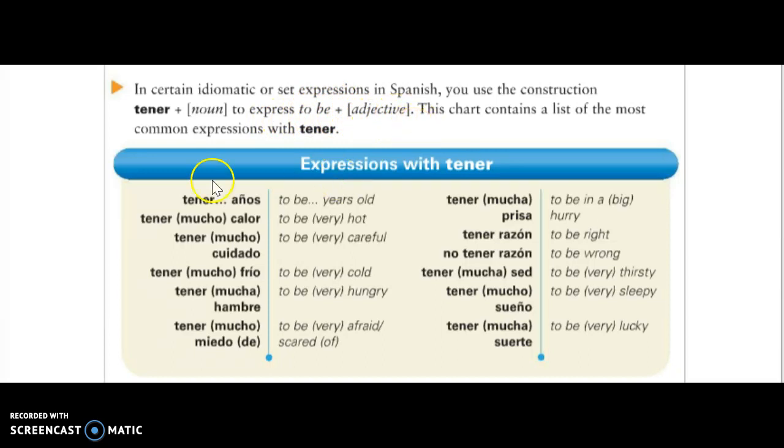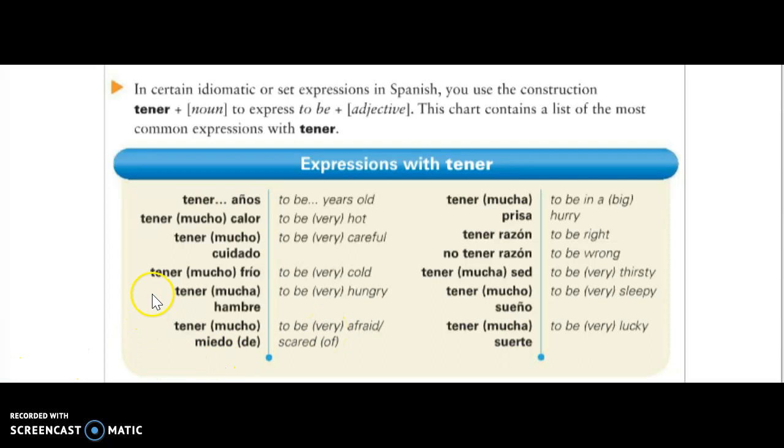And so this chart right here is going to give you the most commonly used expressions in Spanish with tener. So you have a certain amount of years. You have a feeling of being hot. You have careful. So I know it's going to take a little bit of getting used to, but once we practice together, you'll get the hang of it.